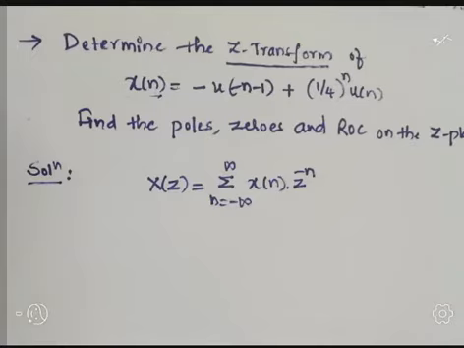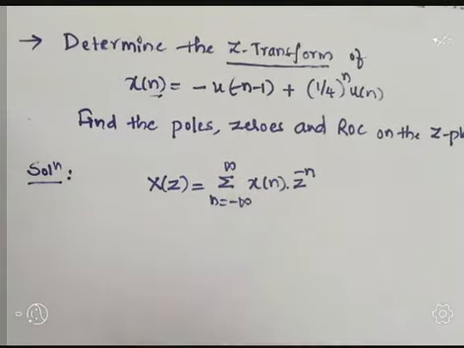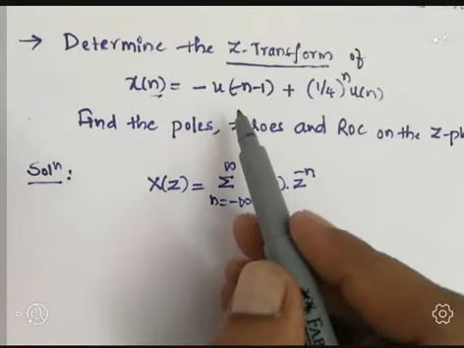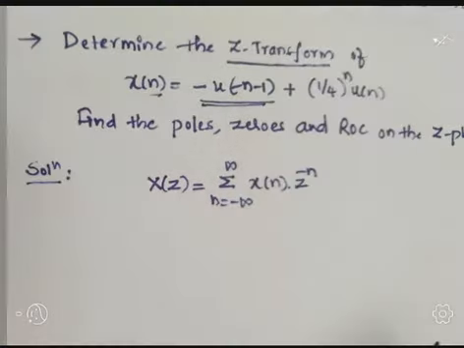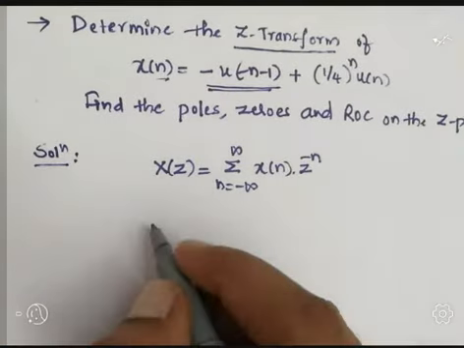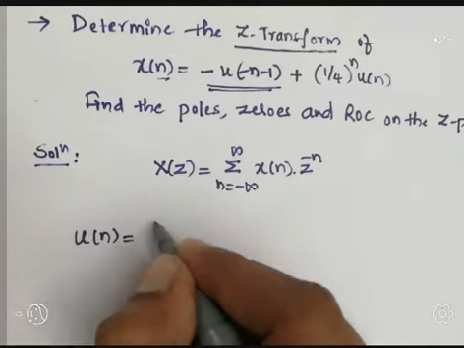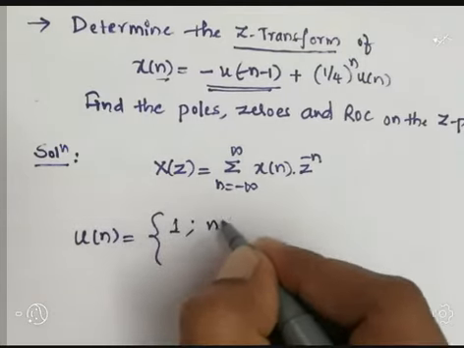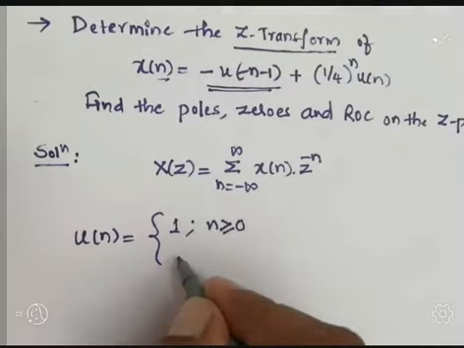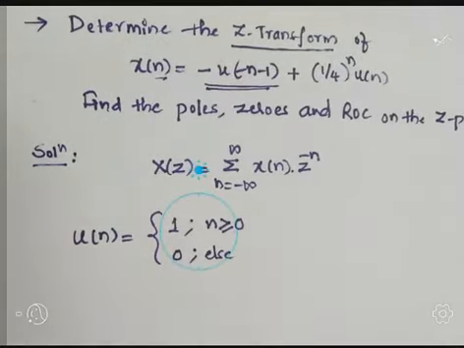Now, before substituting the given sequence in the formula of ZT, let us observe here. First, I will write what is the value of u of minus n minus 1. So first, I will write the definition of step signal. U of n is a step signal. It has amplitude 1 for the time range n is greater than or equal to 0, else it is 0.